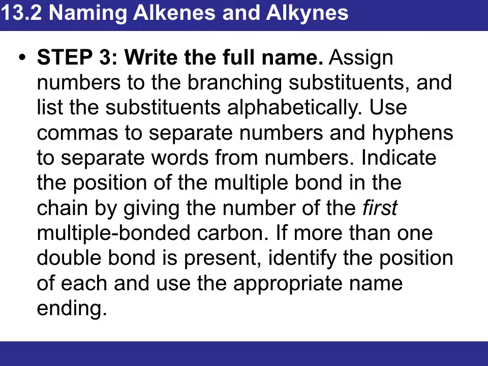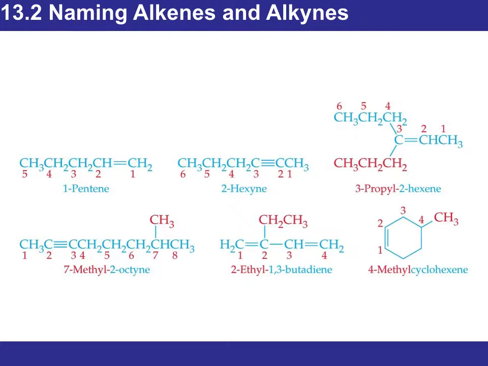And then the last step, you write the full name, assign the numbers to the branching substituent, list the substituent alphabetically, remember like we said, commas to separate the numbers, hyphens to separate the words from the numbers, show the position of the multiple bond in the chain by giving the number of the first multiple bond carbon. And if you have more than one, well, you need to identify the position of each of them and of course use the correct ending.